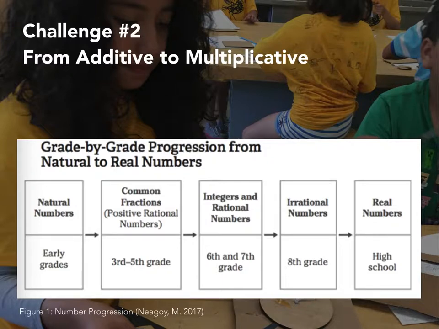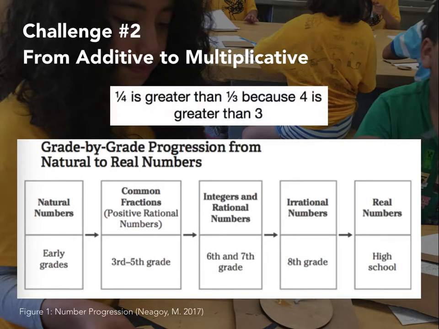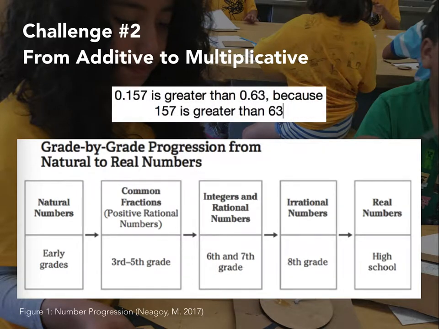The challenge which manifests in fractions is the use of additive thinking. That is, 1/4 is greater than 1/3 because 4 is greater than 3. Or 0.157 is greater than 0.63 because 157 is greater than 63.